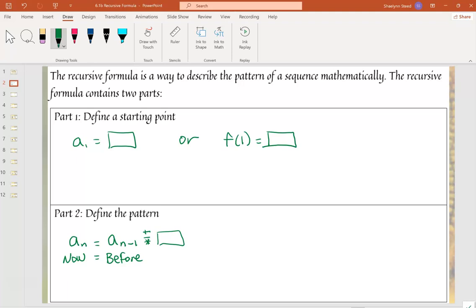Same thing for function notation. You'd have f of n, which again means now, equals, and then f of n minus 1, literally just meaning the number before. Okay, and then you put your pattern. Add, subtract, multiply. If you're dividing, just make it a fraction. And then whatever your number is. So pattern. We talked about this yesterday.